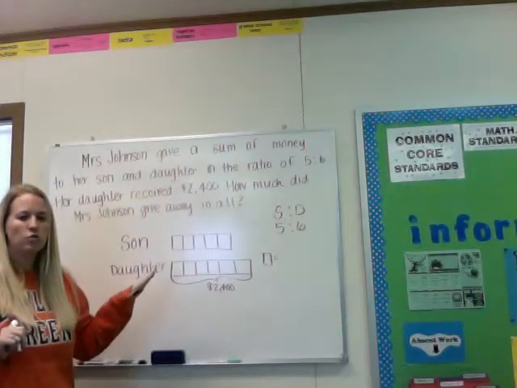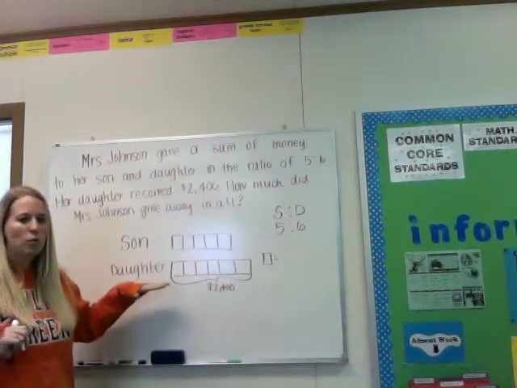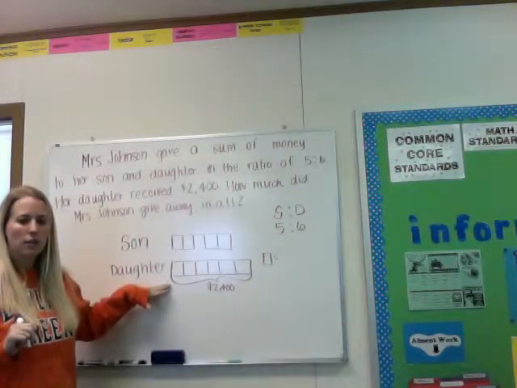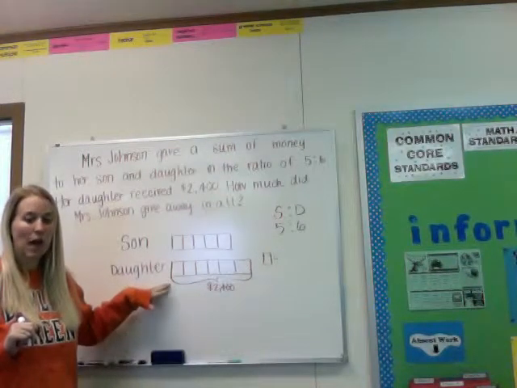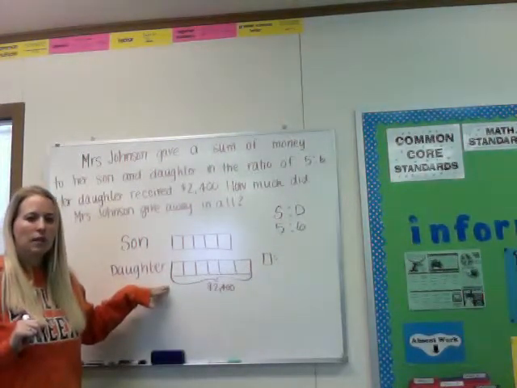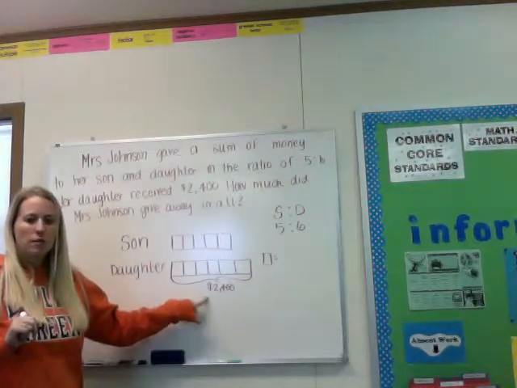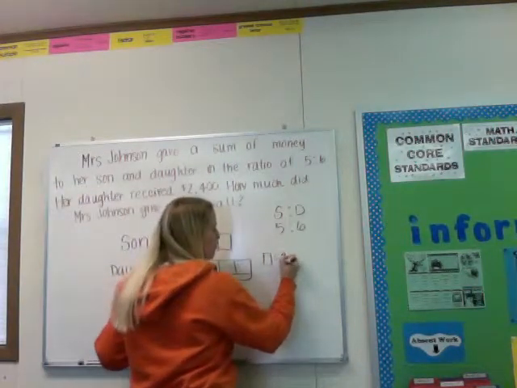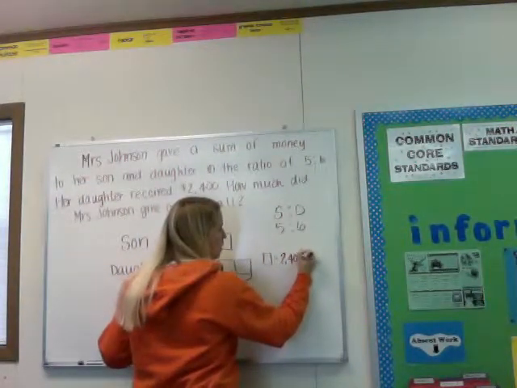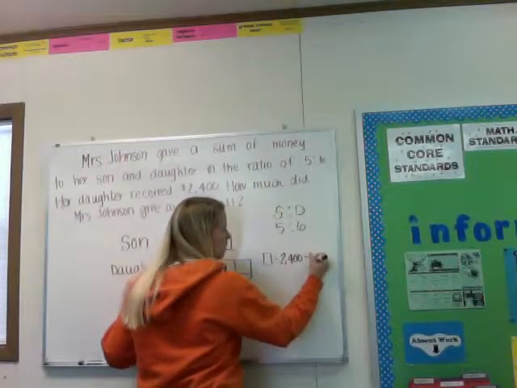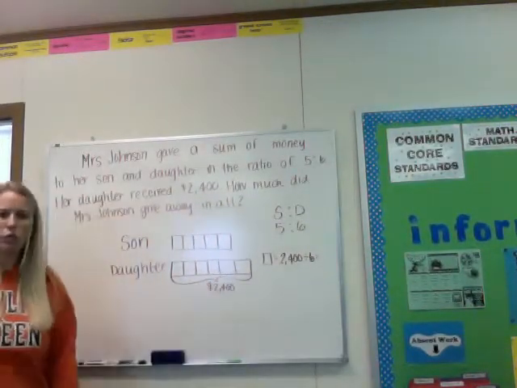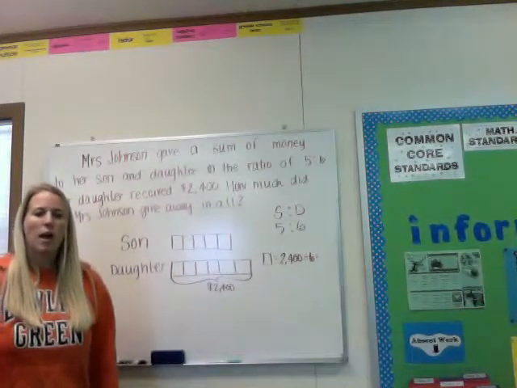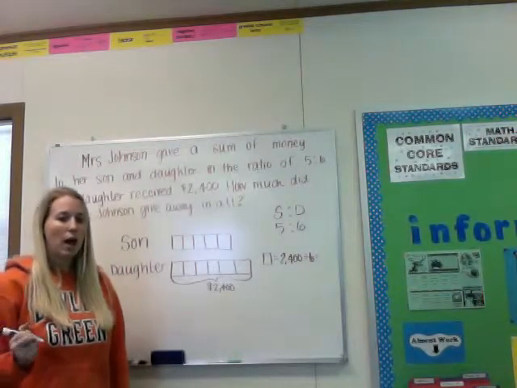So I'm going to go first to the person that I know everything about, which is the daughter. I know the daughter received $2,400, and I also know she has 6 blocks. So to figure out how much each block is worth, I'm going to take the $2,400 and divide it between the 6 blocks. So when I do the math, or I use my calculator, I'm going to do 2,400 divided by 6. I find out that each block is worth $400.